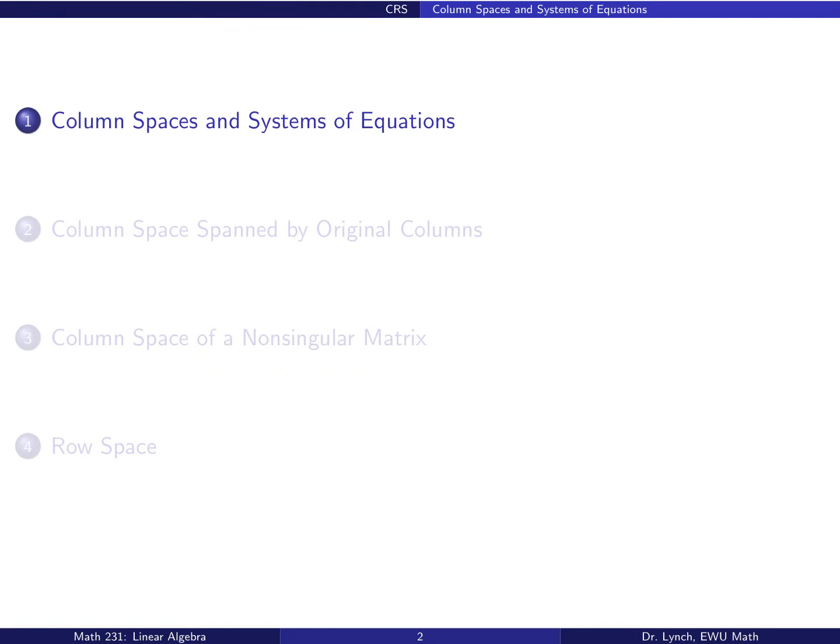We'll relate that back to the column space of a non-singular matrix. It turns out, as you might expect, we have a new addition to our theorem of non-singular matrix equivalencies. And then we'll close with a short discussion of a related but slightly different item called the row space.